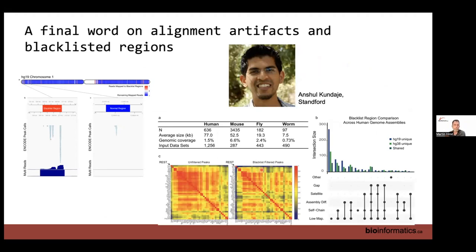Okay, finally, I just wanted to talk about one last thing, and this applies to both ATAC-seq and ChIP-seq, and that is the so-called blacklisted regions. This is a project that Anshul Kundaje at Stanford really started on in the ENCODE consortium. And this is actually a filter that we'll be using as part of the workflow. So what the heck is this?